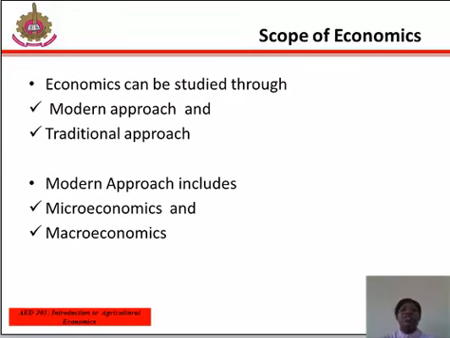Scope of economics. Scope means province or field of study. Therefore, economics can be studied through the traditional approach or modern approach. Modern approach of economics includes microeconomics and macroeconomics. Microeconomics is the branch of economics that examines the functioning of individual industries and the behavior of individual decision-making units, that is, the firms and the households.